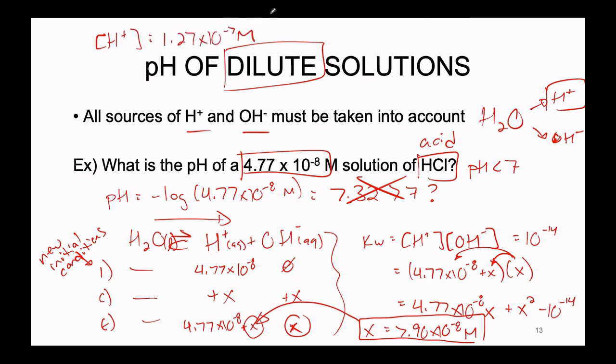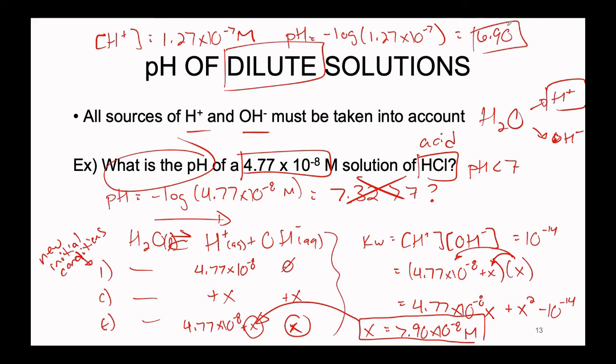If we want to calculate the pH, which is what we are charged to do, right, we're finding what is the pH. pH is equal to the negative log of 1.27 times 10 to the negative 7. And this is going to give us a pH now that is slightly acidic, 6.90.